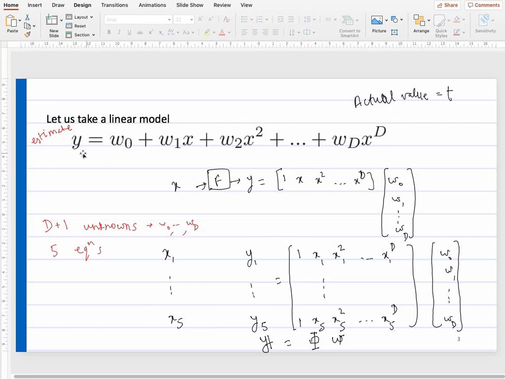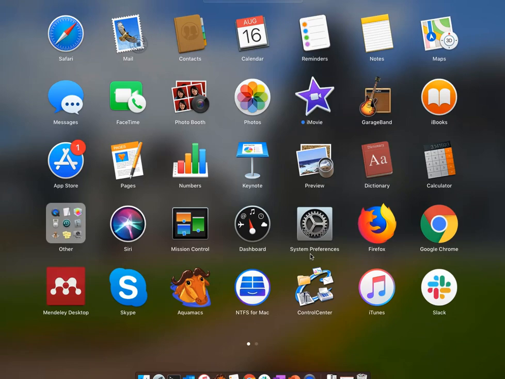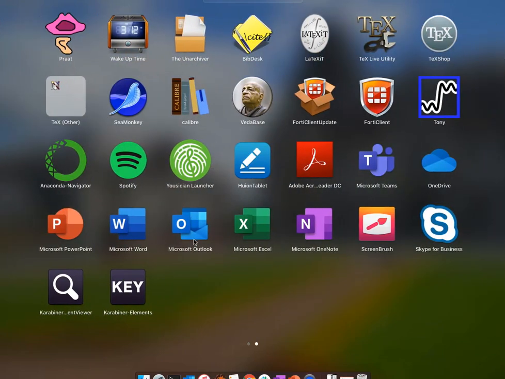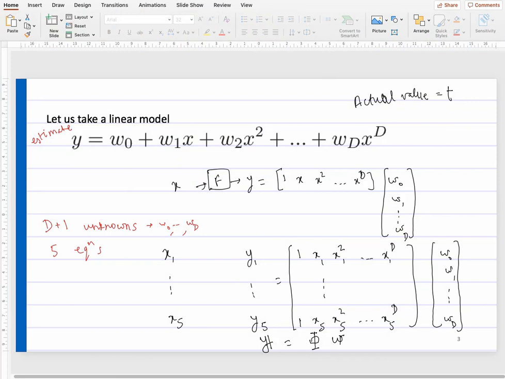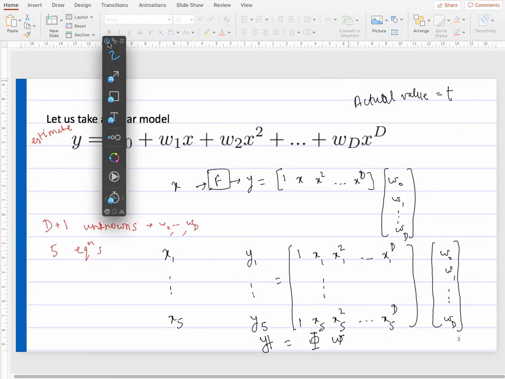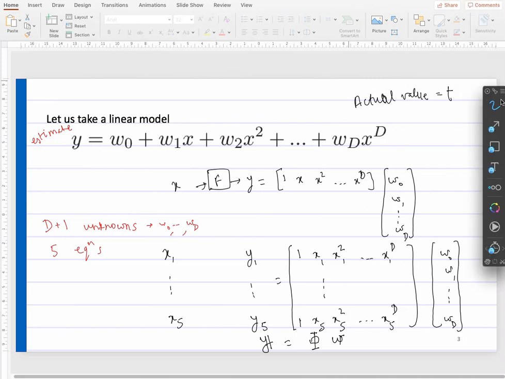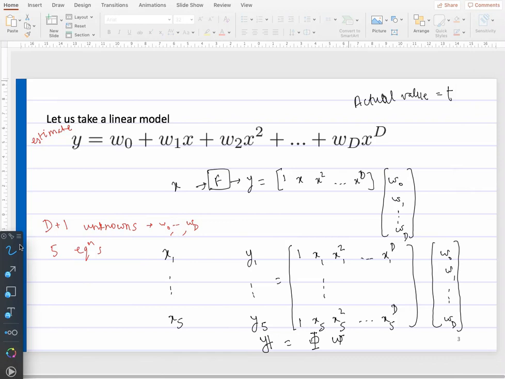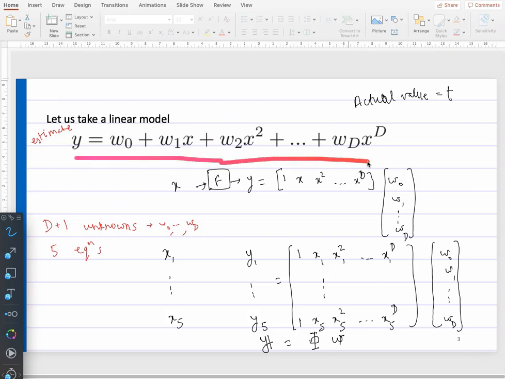And this is what my model looks like. Y is equal to this thing. Okay, so this is my model, but I want to estimate the values of W0, W1, W2, up to W capital D. How do I do that?